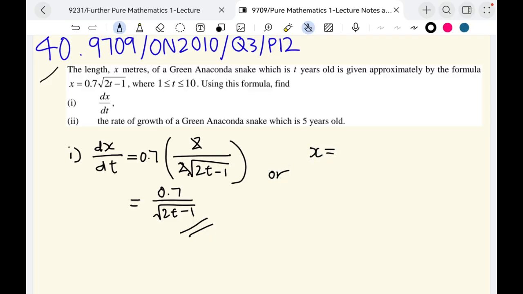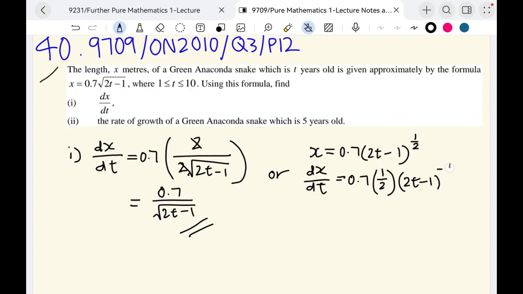X is equal to 0.7. You can convert it into index form, which is (2t minus 1) to the power of 1 over 2. Differentiate it, which is 0.7 times 1 over 2, (2t minus 1) to the power of 1 over 2 minus 1, negative 1 over 2. And don't forget the inside function, which is 2. 2 and 2 cancel out.